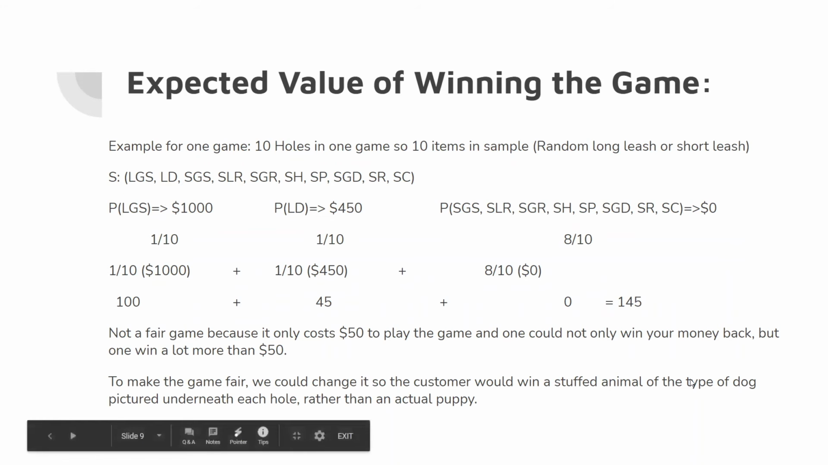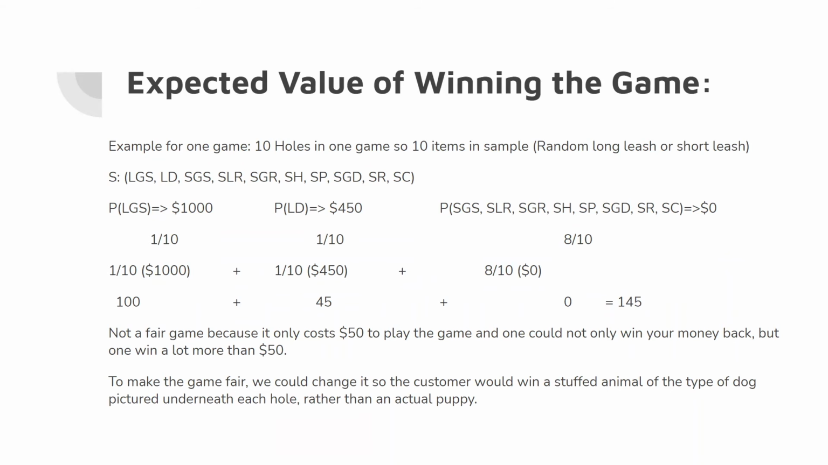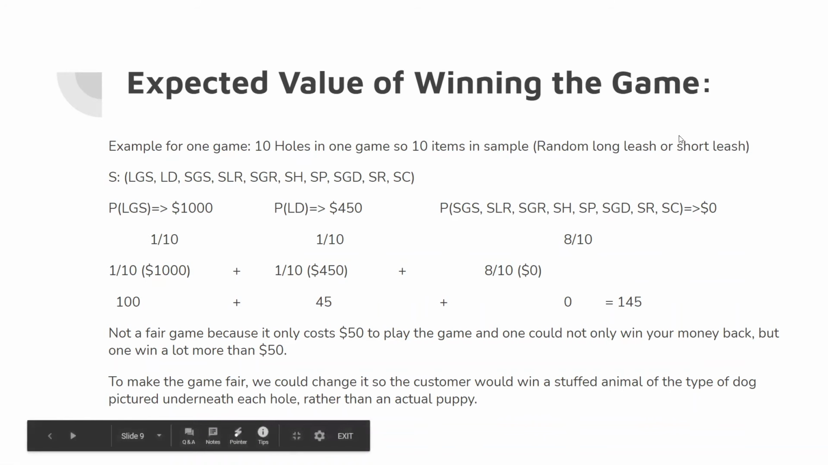Expected value of winning the game. This one's a little bit complicated because, again, you can't really find the probability of each dog. So we had to do an example of just one person playing the game and not everybody at the carnival playing the game. Since there are 10 holes in the game, there are 10 items in the sample space. Each of them has a random long leash or short leash.